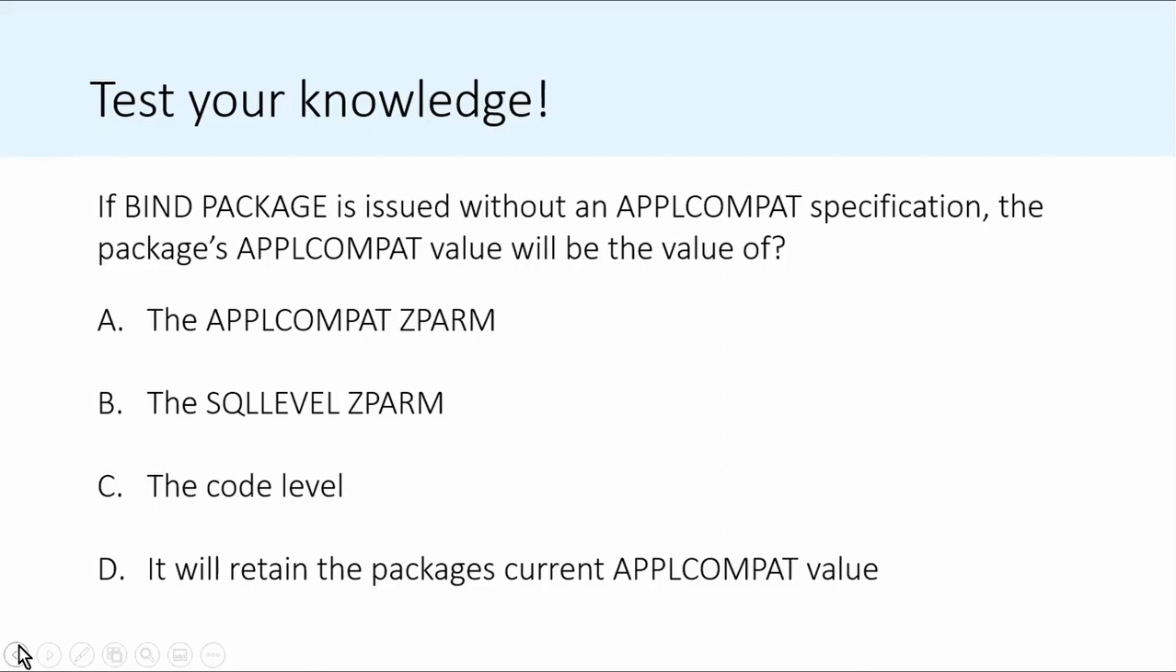And I'll let you think about that for a second. 3, 2, 1, and the answer is it'll pick up the value of the APPLCOMPAT setting in your subsystem parameters, DSNZPARM.